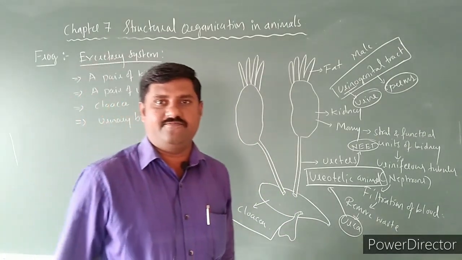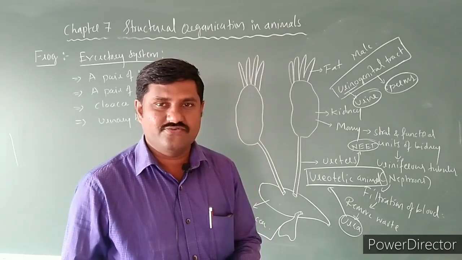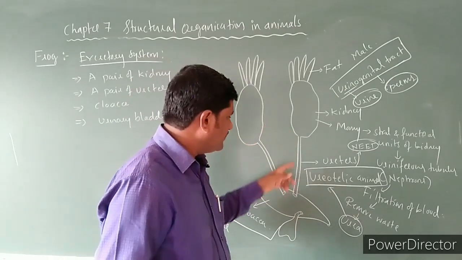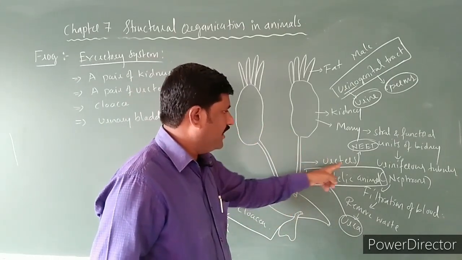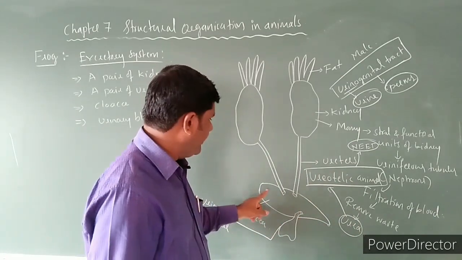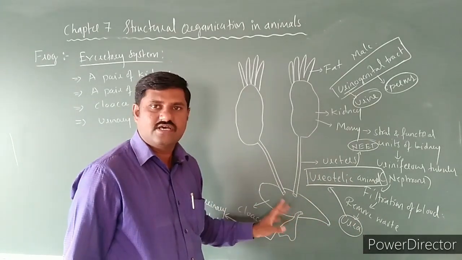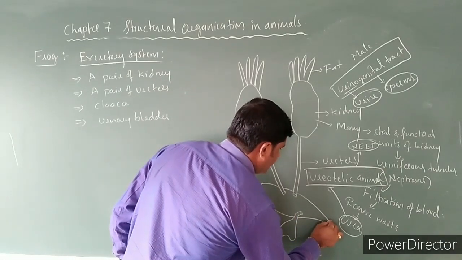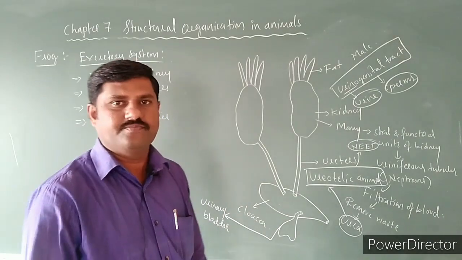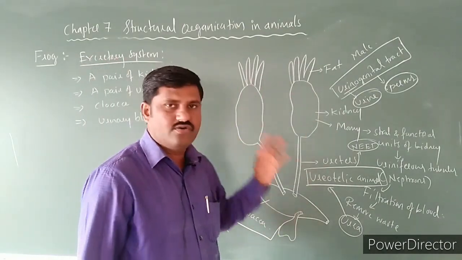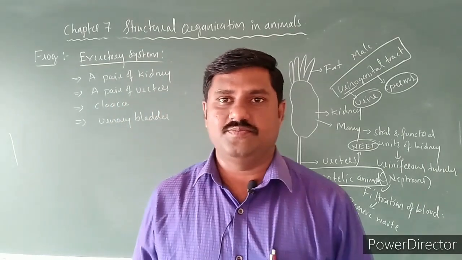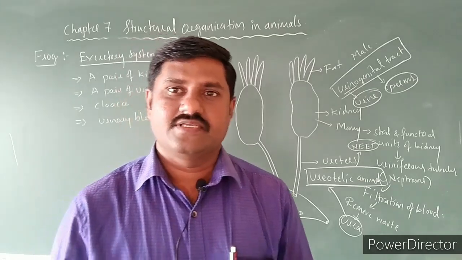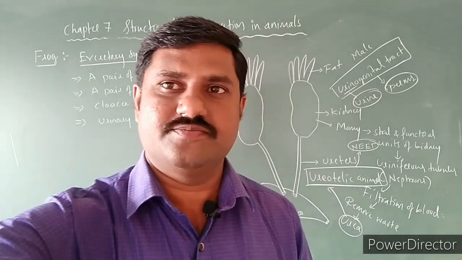But in the case of the female frog, the oviduct, I will show that one later, as well as these ureters are separately opening into a common passage for the removal of everything, that is nothing but the cloaca. Here, this is the opening of the cloaca, right? So this is how the excretory system is in the case of frogs. So this is all about the excretory system.